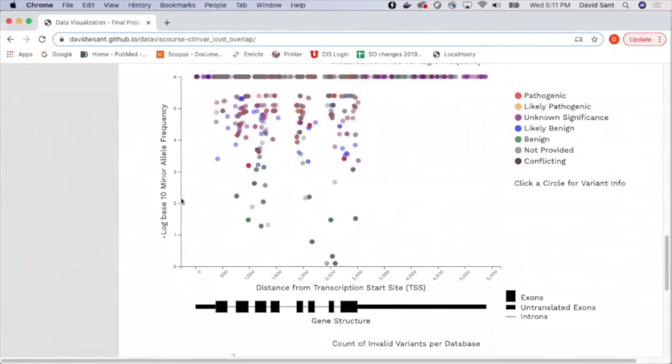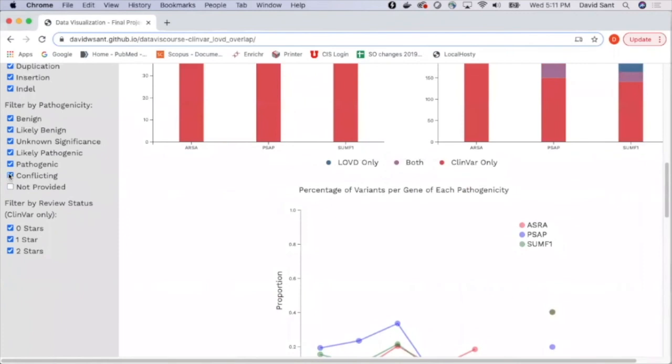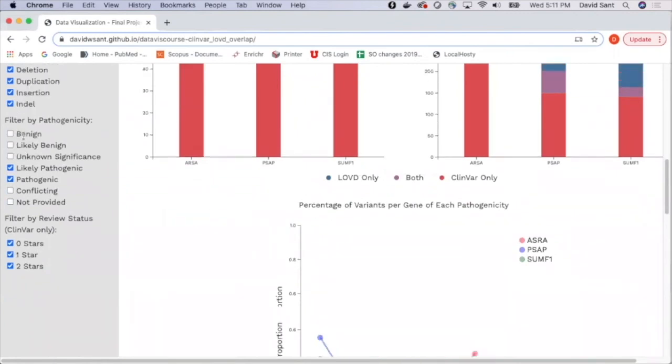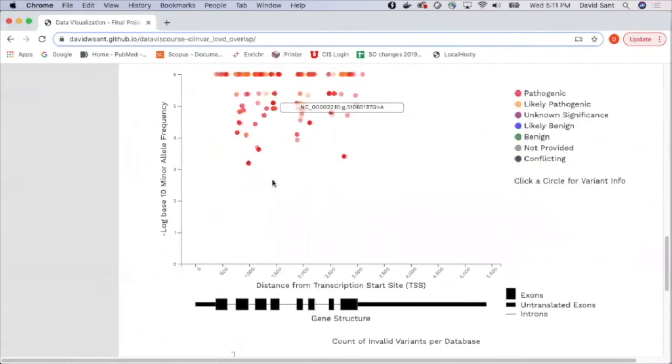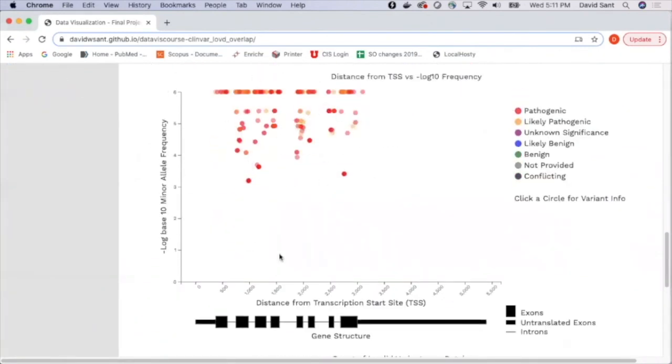However, if you are to filter this and look at only pathogenic and likely pathogenic variants and reset the scatter plot, you can see that all of the variants are only within a certain region of the gene, and this does not include the untranslated regions.